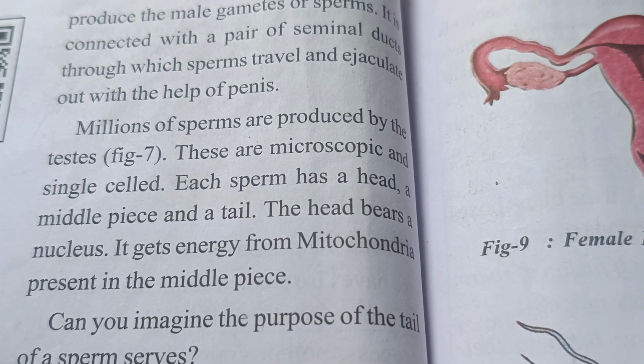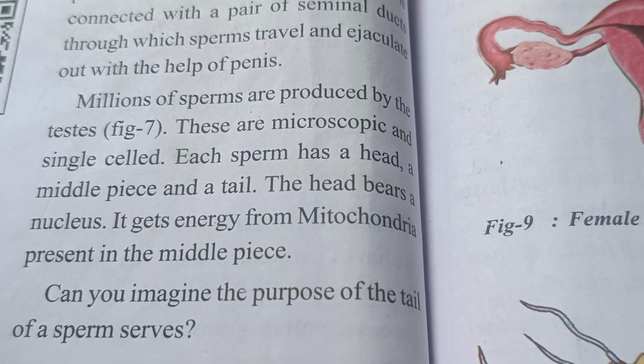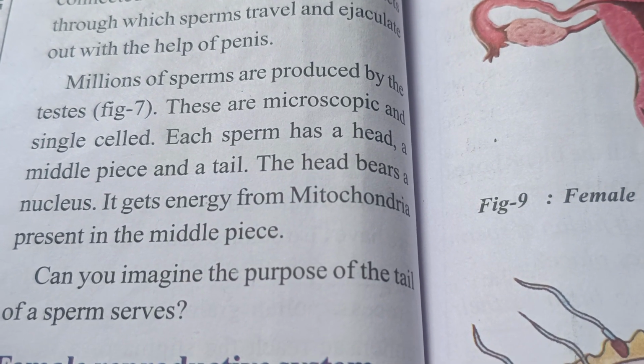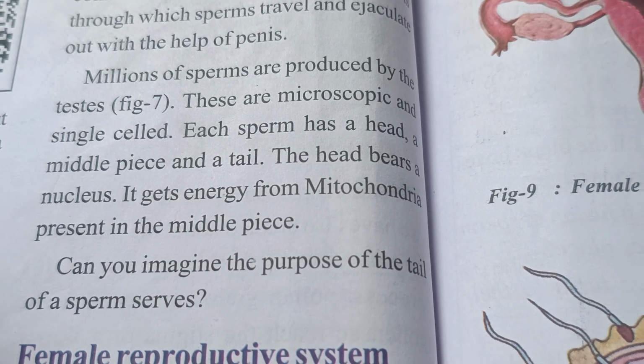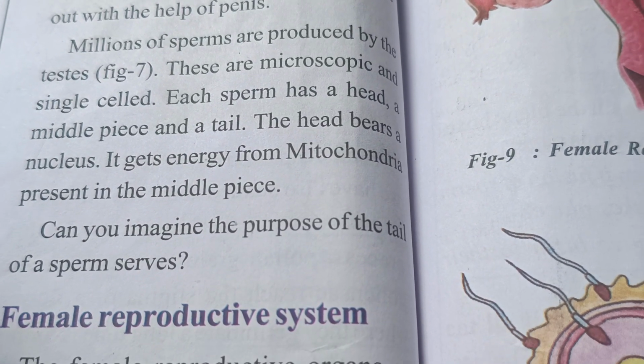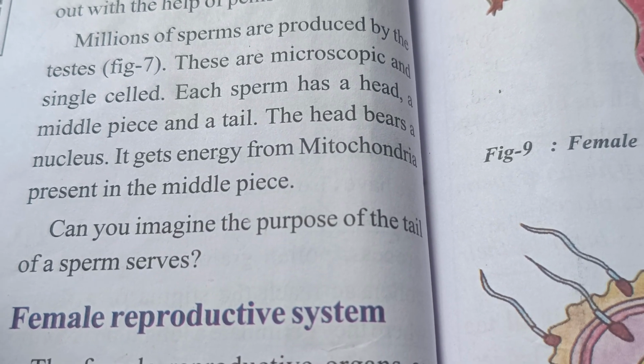These are microscopic and single-celled. Each sperm has a head and middle piece and a tail. The head bears a nucleus. It gets energy from mitochondria present in the middle piece. Can you imagine the purpose the tail of the sperm serves?